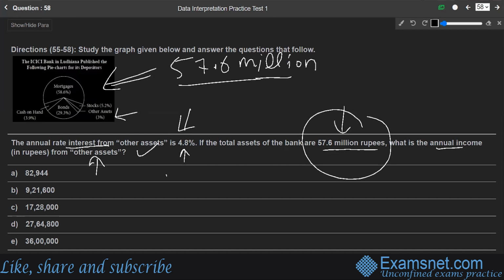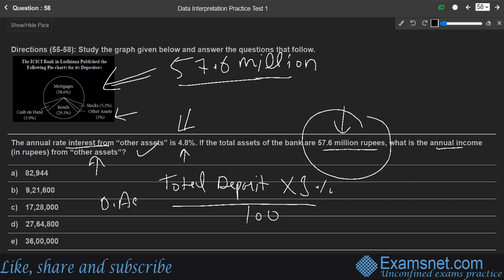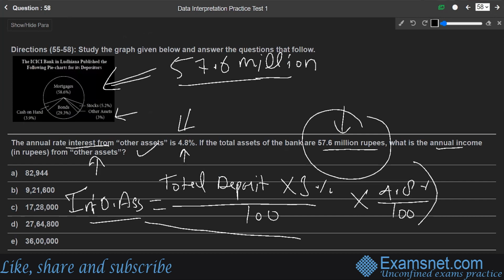So clearly the money earned will come from the total deposit; we have to earn money from the other assets, which are 3%. So 3% of the total will be the value of other assets, and 4.8% of that will be the interest earned. The 4.8% will be the interest on the other assets. The total deposits' 3% as per the chart is the other asset, and the other assets' 4.8% is the interest value. So we can do it directly: total deposits, 3%, 4.8% is our answer.